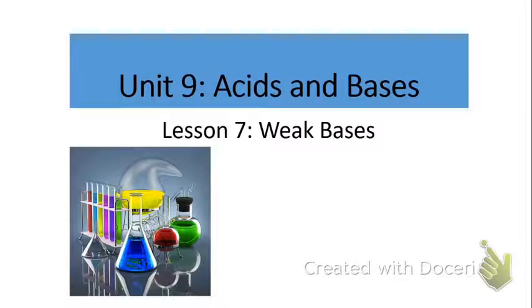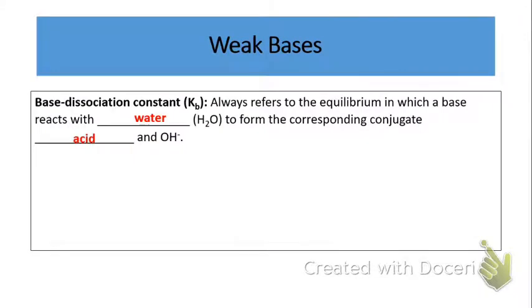All right, let's get started with lesson 7, weak bases. Now, the base dissociation constant, Kb, like Kc or Ka, always refers to the equilibrium in which a base reacts with water to form the corresponding conjugate acid and hydroxide.